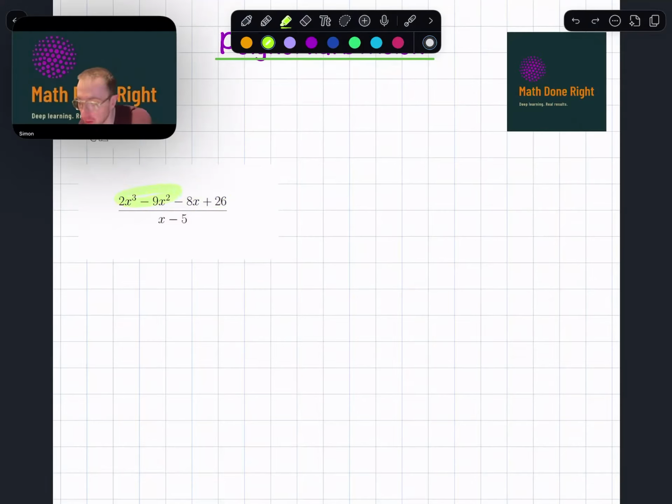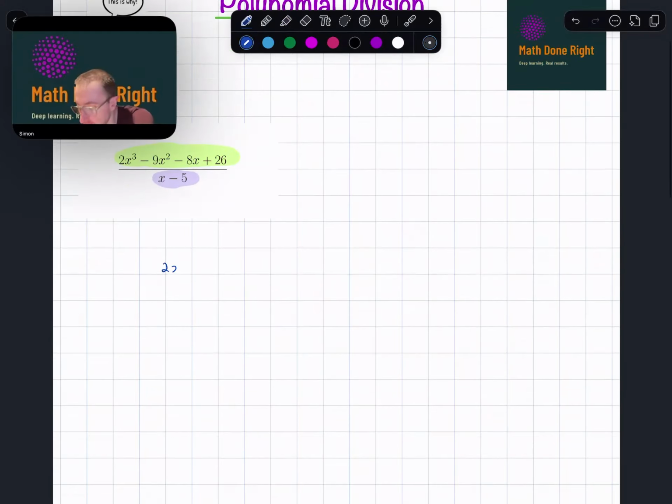Okay, so here's another polynomial division problem. Let's divide 2x cubed minus 9x squared minus 8x plus 26 by x minus 5. So again, we are going to write 2x cubed minus 9x squared minus 8x plus 26, the dividend, on the left here. And then on the right, we are going to write x minus 5, the divisor.